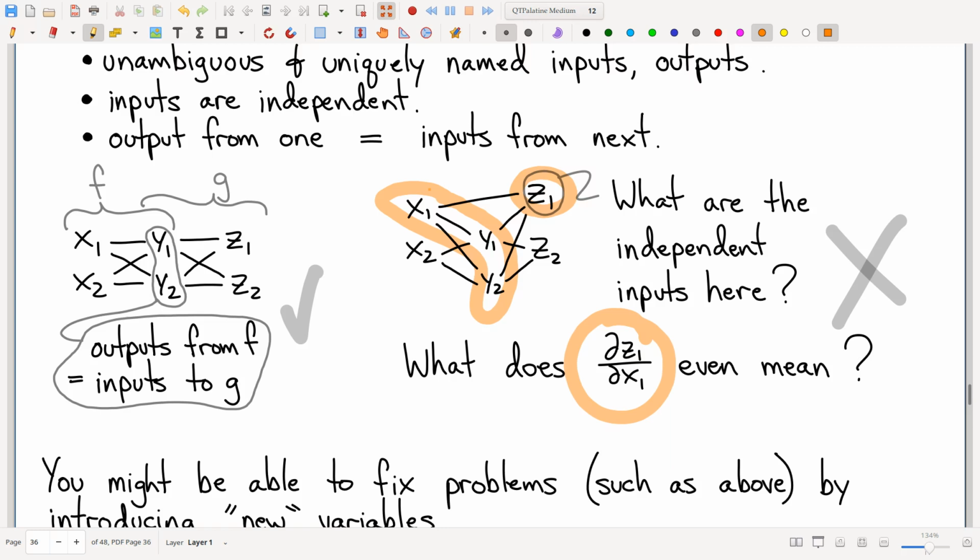So if I say I want to take a partial of z1 with respect to x1, that means that x1 is supposed to remain a variable, and these other inputs are supposed to therefore stay constant. And that's garbage. You're telling me I'm supposed to change x1, but y1's not going to change. But y1's a function of x1. This is a completely nonsensical scenario. It's garbage.